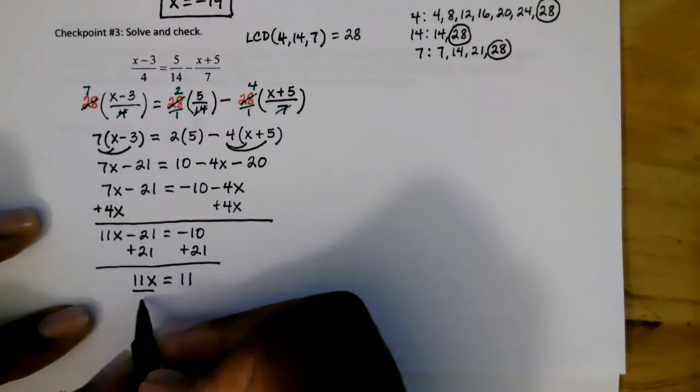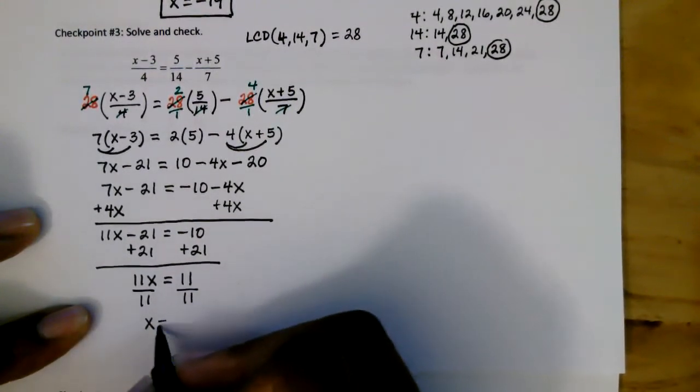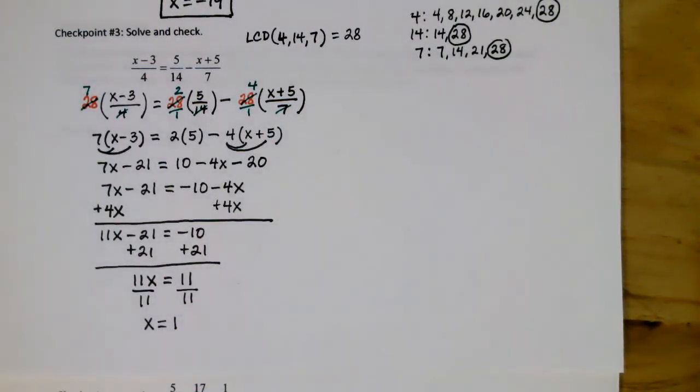And to solve for x, I need to divide both sides by 11. And 11 divided by 11 will give me 1. So x equals 1 is my proposed solution.